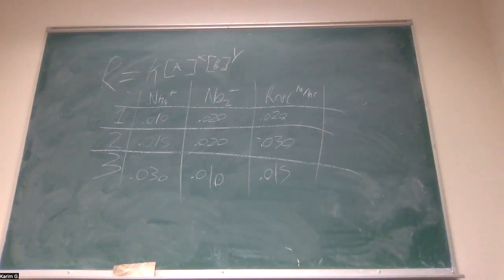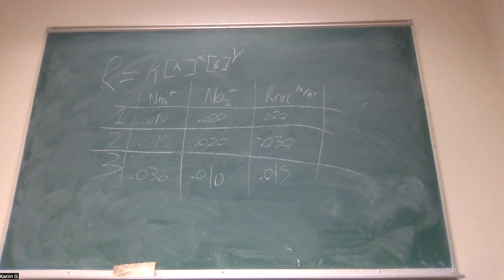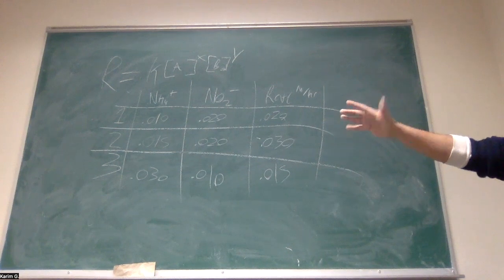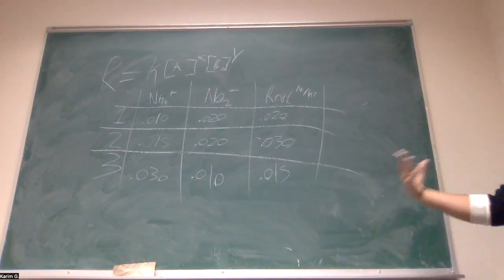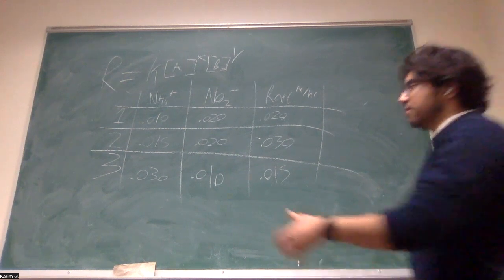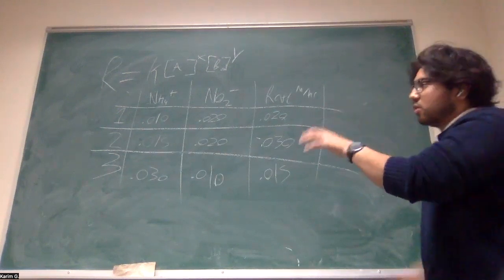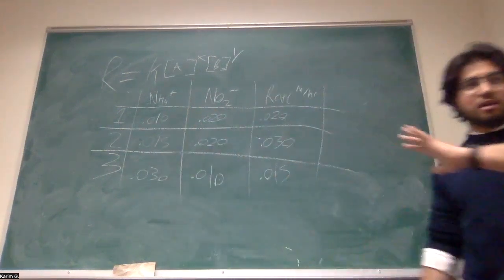So how do we find order? When the other is held constant. Right. We need one to be held constant and the other one to change. And then we can compare the change in whatever reactant we're looking at and the change in the rate, to see how the change in this affects the rate. So let's go ahead and find ammonium, when nitrite is held constant.